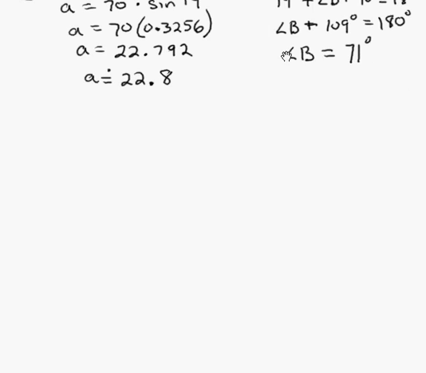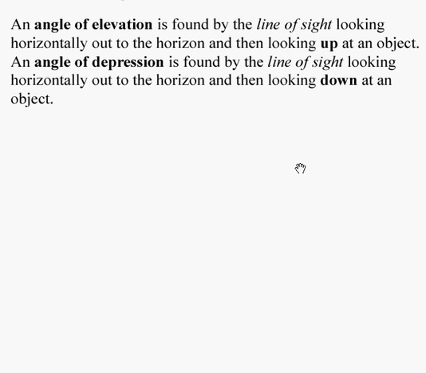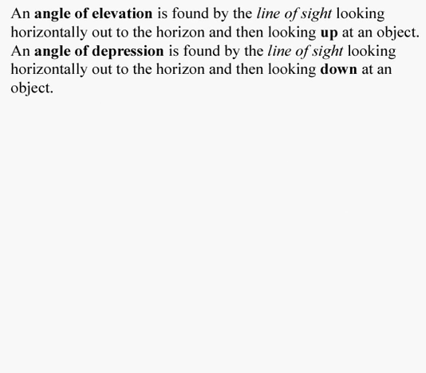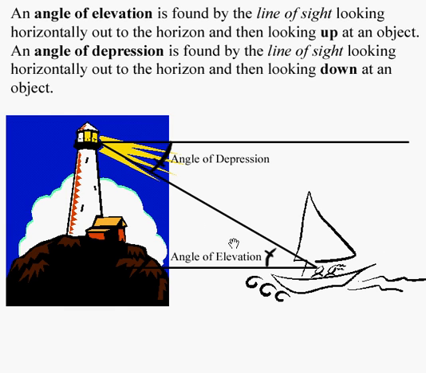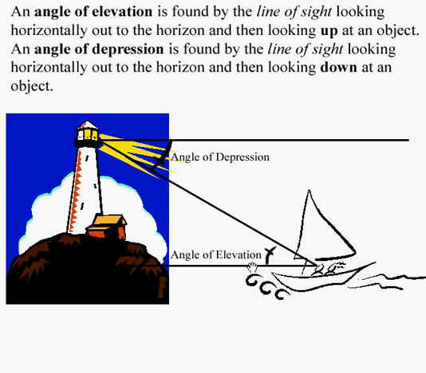All right, we got some vocabulary words to look at today, and that's called an angle of elevation and an angle of depression. So let's just get this picture to go with it. If you were in the boat and you looked straight out at the horizon and then looked up at the lighthouse, that angle formed by your line of sight at the horizon and up is called an angle of elevation. The people in the lighthouse looking out at the horizon and then down at the boat, that line of sight would form what's called an angle of depression because we're looking down.